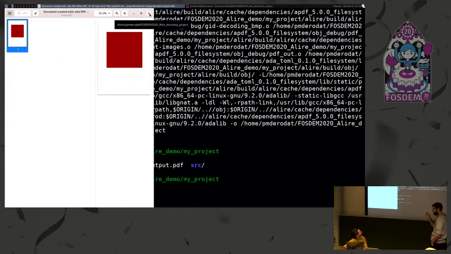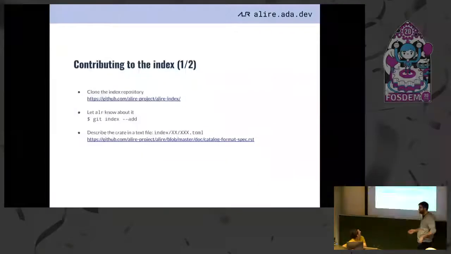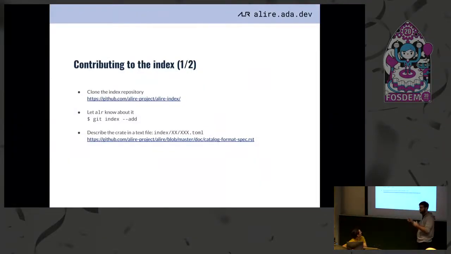So that's it for the demo, just to show you how quickly we can prototype stuff with Alire. Otherwise, it would have been possible before, but you would have to search on GitHub and download things, and you don't know how to install them, et cetera, et cetera. With this, it's extremely quick to do so.